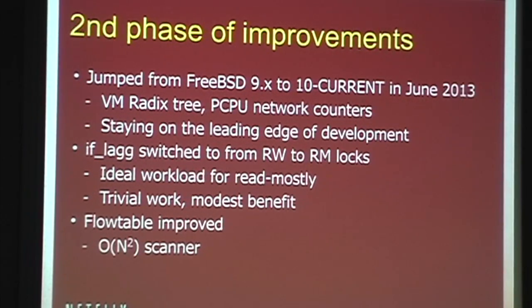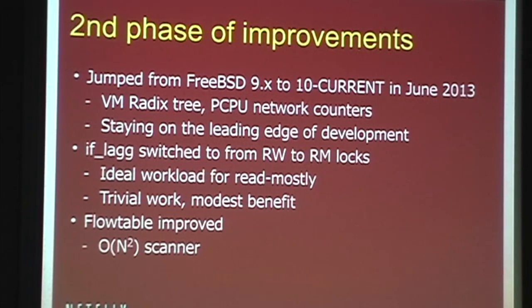We only had a few hundred lines of diffs actually to port over. It only took about 3 months total to go from scoping out the work to actually deploying servers with FreeBSD 10 on it. And it was the start to our second phase of improvements. The next thing that we did is we started looking at hotspots in the stack with HWPMC.